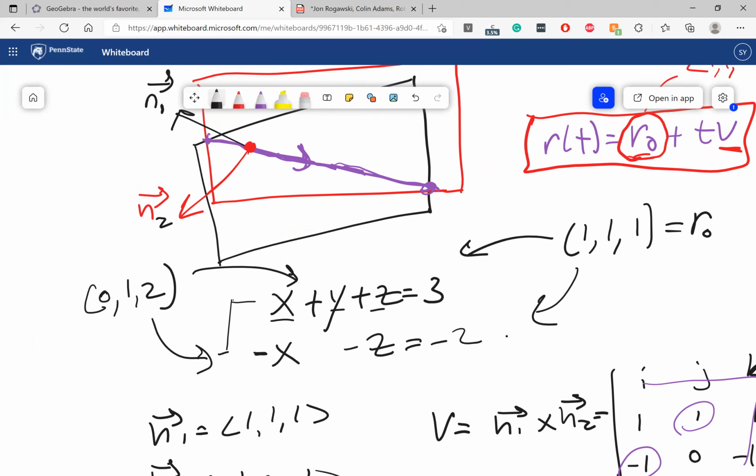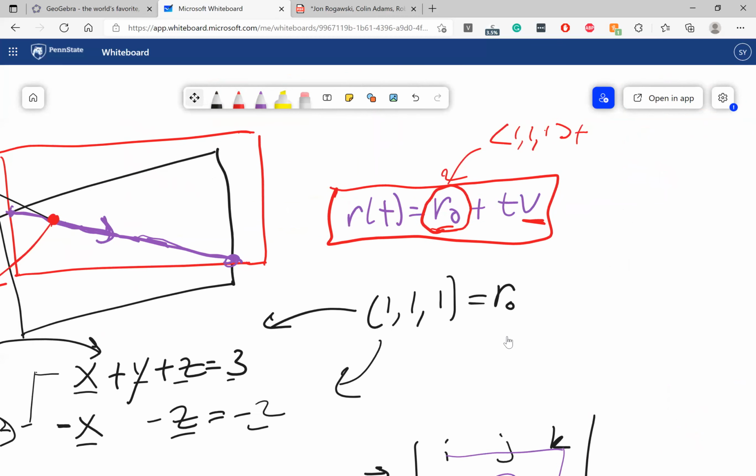1 plus 1 plus 1 is 3. Negative 1 minus 1 is negative 2. Okay. So that's how you get R0, and V you get from the cross product of the normal vectors, and then you just put it into the formula for your line and you get your answer. Okay. Yes.